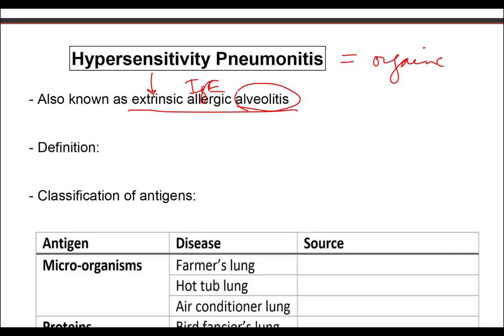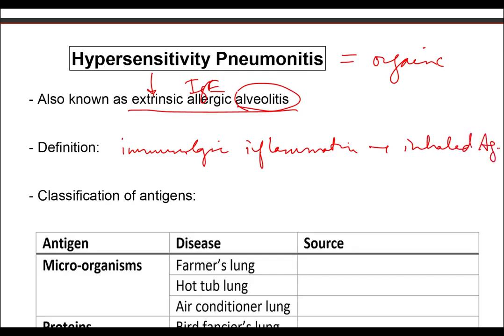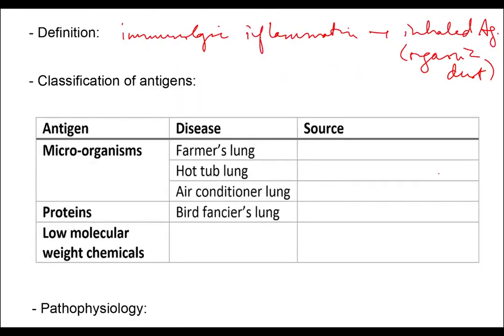This is really a group of diseases that are all immunologically related. So it's immunologically induced. It's going to be an inflammatory disease, and it's in response to an inhaled antigen. And most of these antigens are going to be organic dusts. When we take a look at what those are, they classify, as you can see, into these 3 groups: microorganisms, proteins, and then least common are the low molecular weight chemicals. And boy, it's a long, long list.